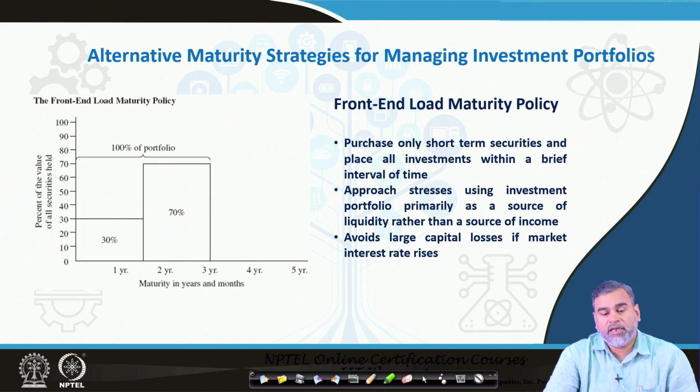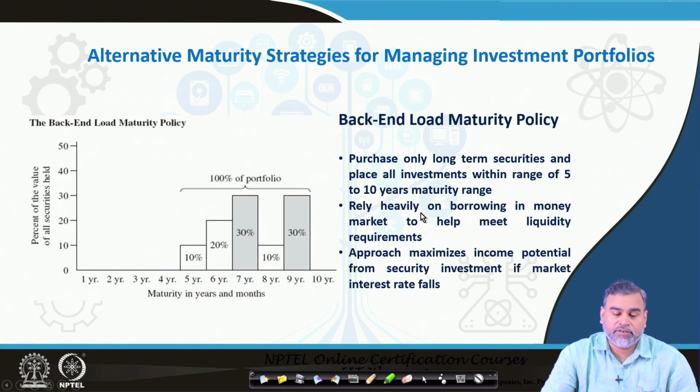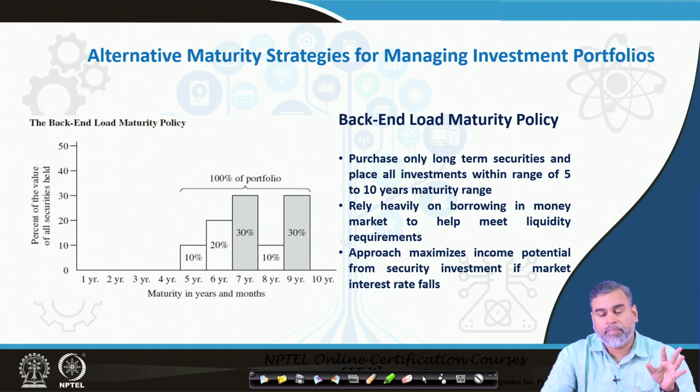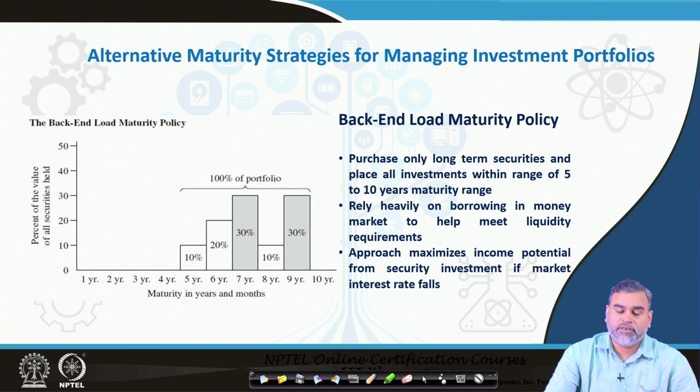So, that is the front end load maturity policy, and the back end load maturity policy is just the reverse of that. Purchase only long term securities and place all the investments within a range of 5 to 10 years maturity. Rely heavily on borrowings in the money market to help meet liquidity requirements, and the basic objective is to maximize the income potential from the security investments if market interest rates fall.